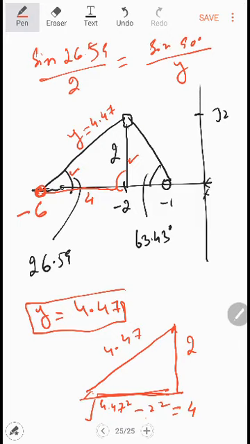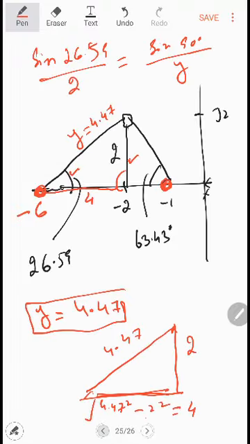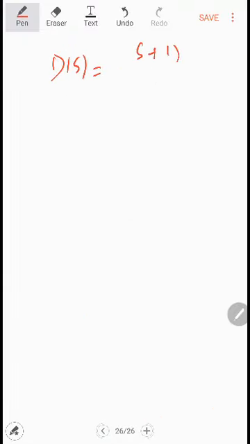So this means that we found the location of the 0. We found the location of the pole. And now we can easily say that if we have these two locations, we can design the controller. So we find the design parameters of the controller. The controller D of S will be equal to what? The 0 at -1, S plus 1, and the pole will be S plus 6.